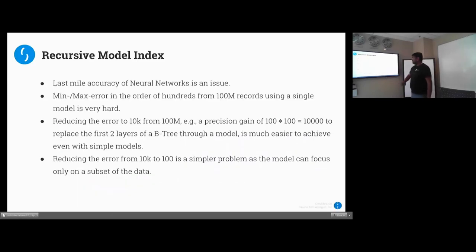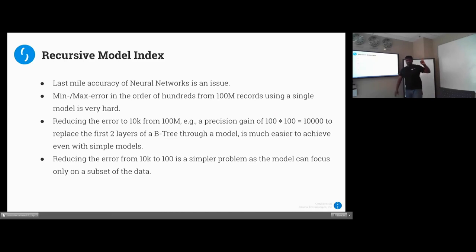So we talked about last mile accuracy being an issue for neural networks or deep learning. The recursive model index actually solves that particular problem. The min-max error is in the order of hundreds. Getting to the order of hundreds from 100 million records is extremely hard. That's why I said getting an accuracy level of 99.98% using deep learning is super hard. That's the difference between Usain Bolt and the next guy, which doesn't happen that often.